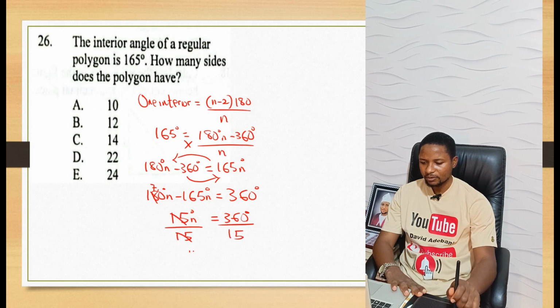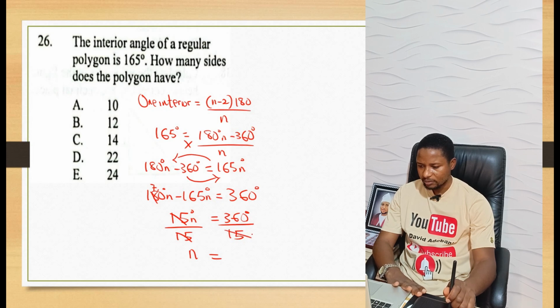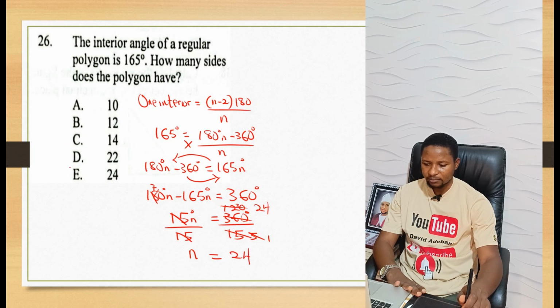15 cancel 15, so you have n equal to... you can use 5, you can use 3 if you wish. 3 in 3, you have 1. In 6, you have 2. In 0, you have 0. And 5 here, 1. 5 in 12, we give you 2. Remember 2. 5 in 20, I will give you 4. So your answer is 24. And that's the number of sides.